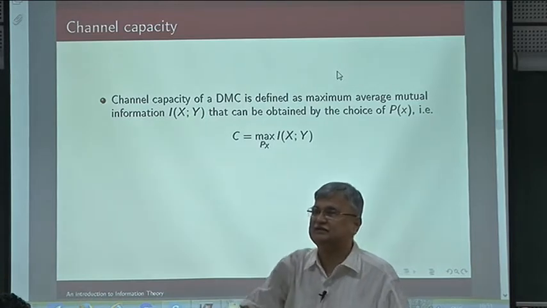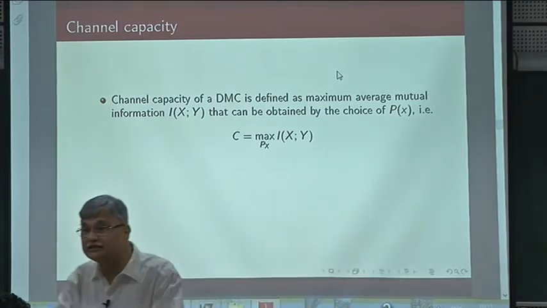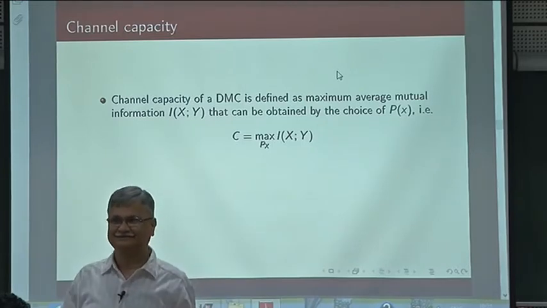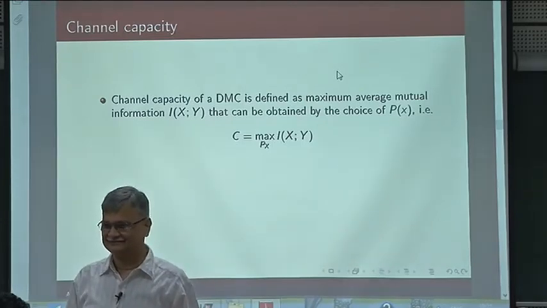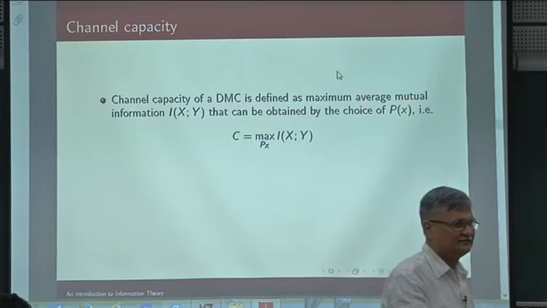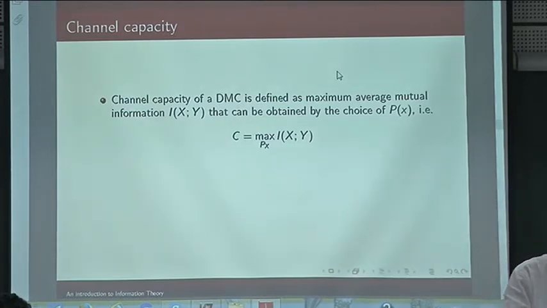That I will call the capacity of the channel. No wonder there are many channels for which the capacity is still not known, because this concept is mathematically very hard in terms of evaluation.